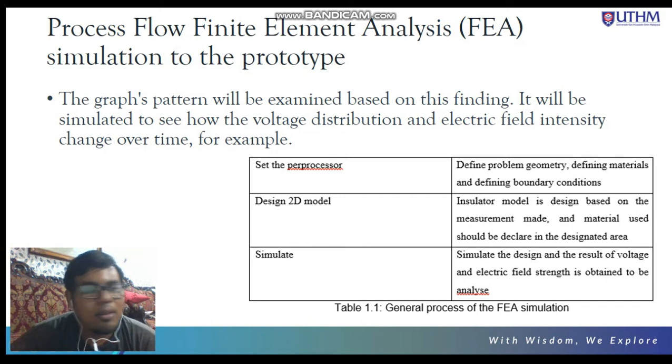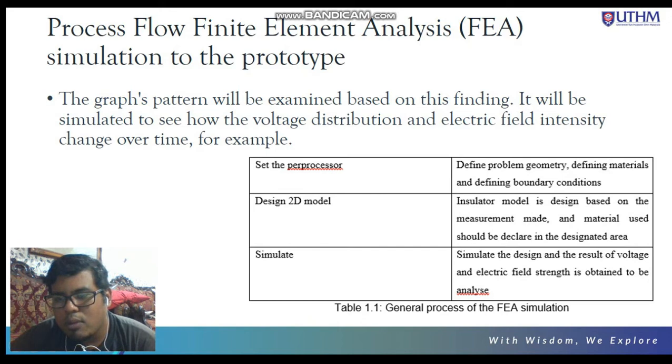Alright, for the next is the process flow of finite element analysis, FEA simulation, to the prototype. For the first point, the graph pattern will be examined, and based on this finding will be simulated to see how the voltage distribution and electrical field intensity change over time. For the example, the table is the set proposal.